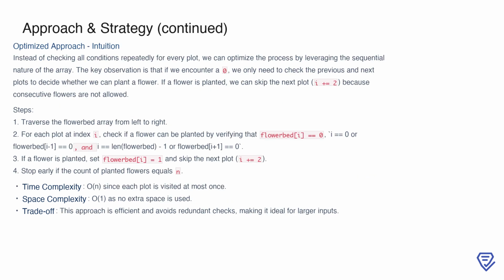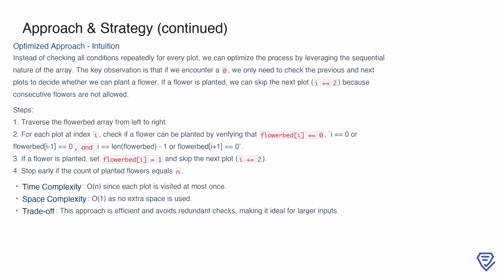Now, to address the inefficiencies of the brute force approach, we can look at an optimized strategy. This method takes advantage of the sequential nature of the flower bed array to reduce redundant checks. The key insight here is that when we encounter an empty plot, we only need to verify whether the plots immediately before and after it are also suitable for planting.